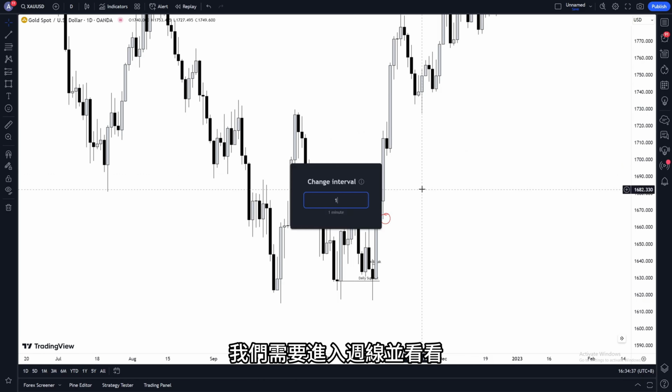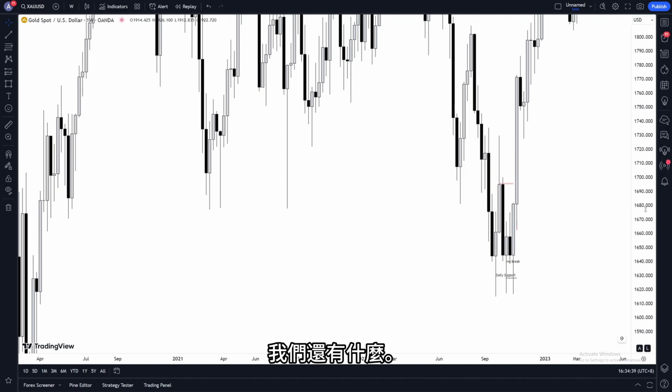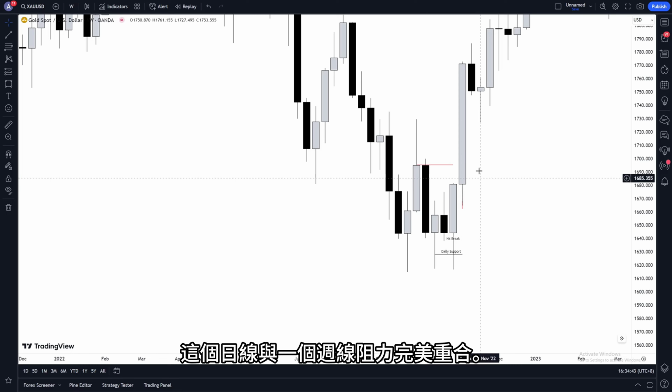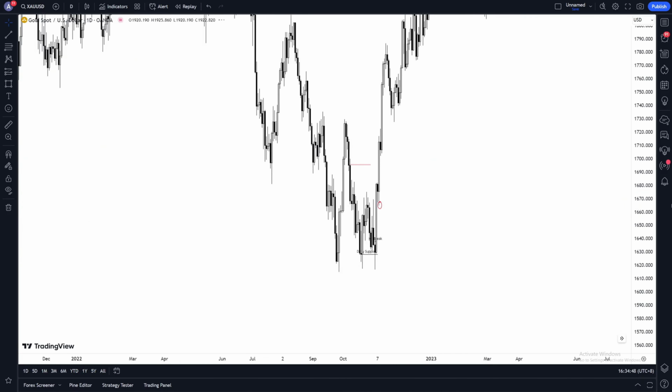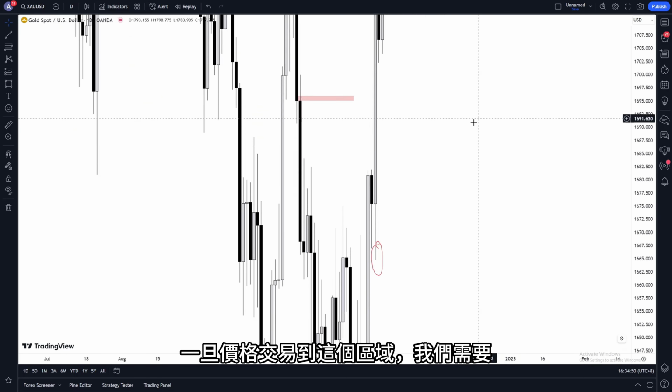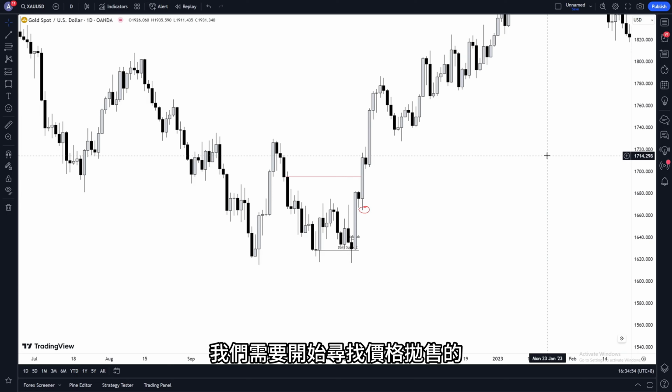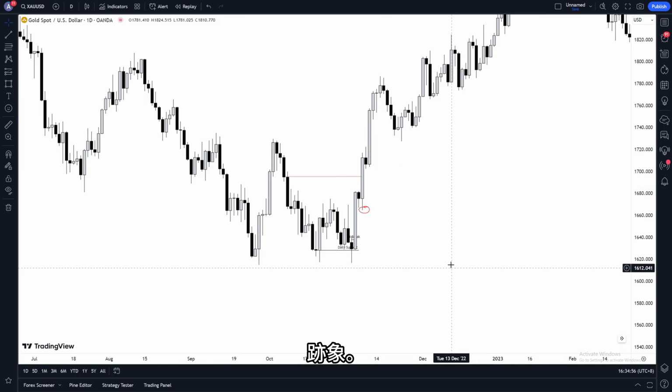Still, we're not done. We need to go into the weekly and take a look at what else we have. Okay, this is when it broke. This daily lines up beautifully with a weekly resistance. So we know we just need this one zone, guys. We just need this one zone. And once price trades to this area, we need to start being careful. We need to start being careful. We need to start looking for signs of price selling off.